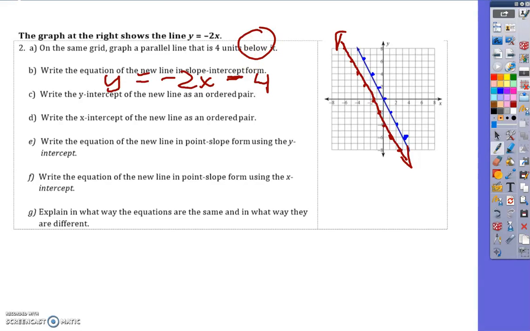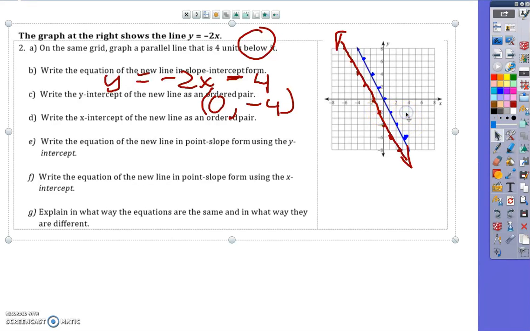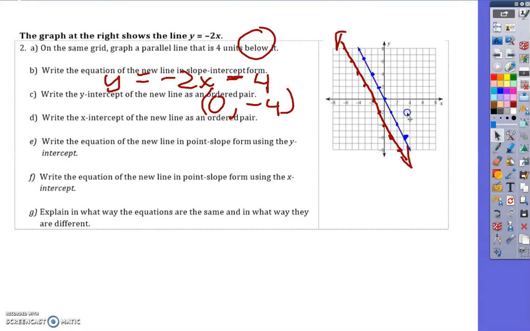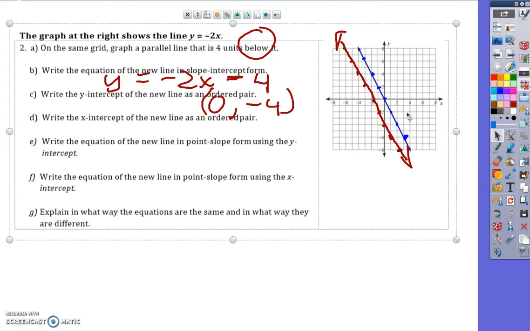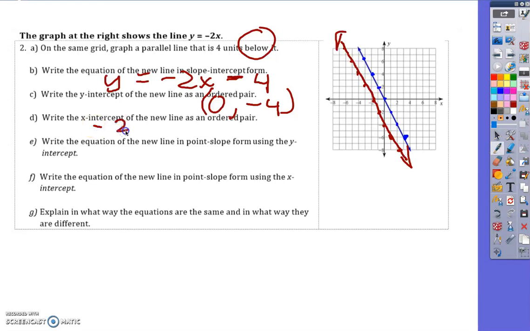What's the y-intercept as an ordered pair? That's (0, negative 4). What's the x-intercept of my new line as an ordered pair? This is a little bit funky. And so it looks like it's negative 2. Negative 2, 0. Yeah, it's negative 2. My dot's off, but it's negative 2.